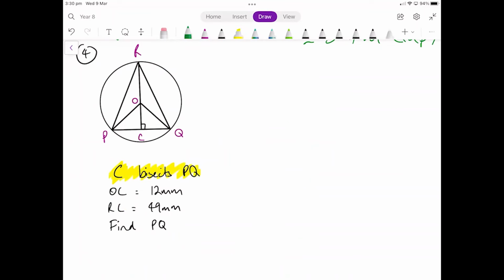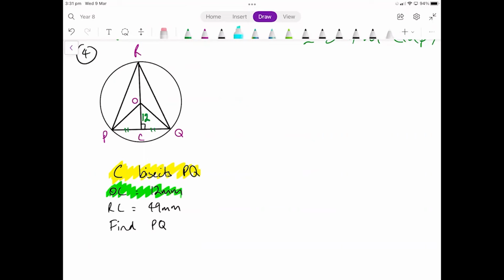This brings us to the last question that we're going to take a look at. This looks quite complicated. It's got a lot of lines inside a circle, so we're just going to start with the information that's given to us. And it says here that C bisects PQ. So we find PQ. Bisects means cut in half. That means that either side of it should be equal.